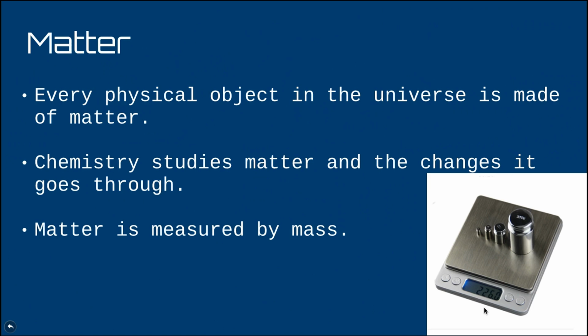You may have used scales before. Maybe at the grocery store you weigh out your produce, your fruits, or maybe you use a bathroom scale to know what your weight is. These are all ways that we say how much matter an object has.